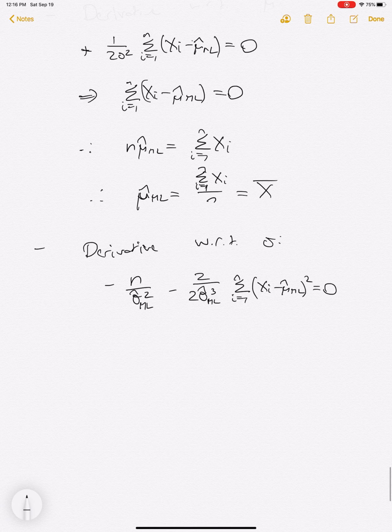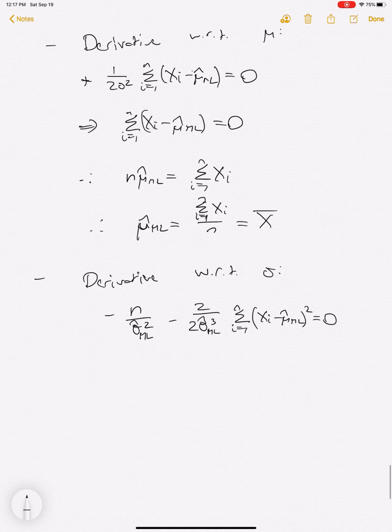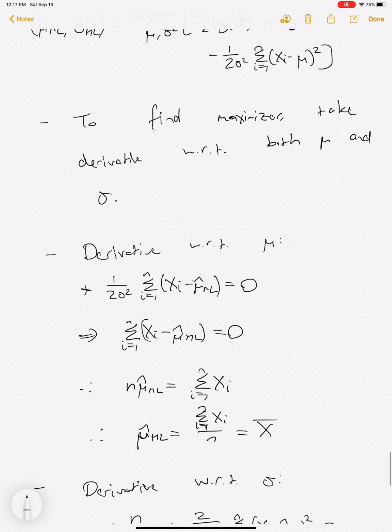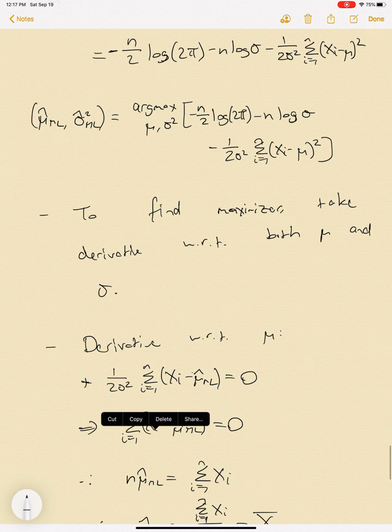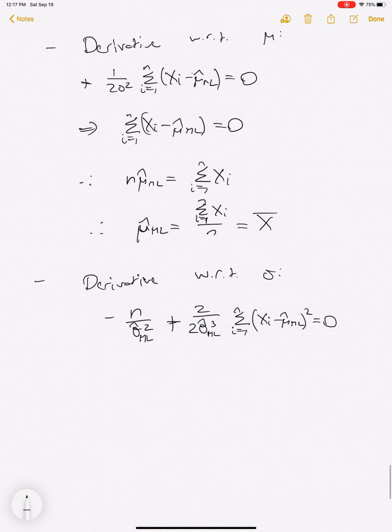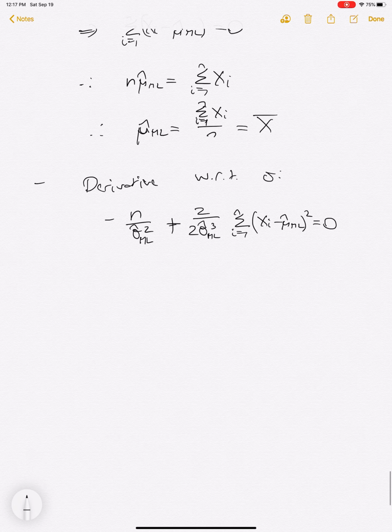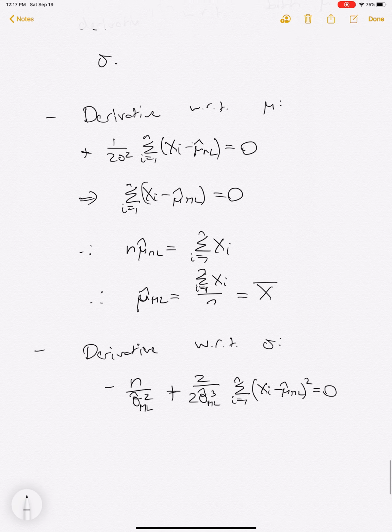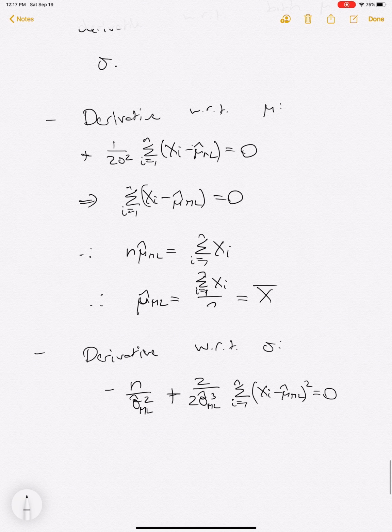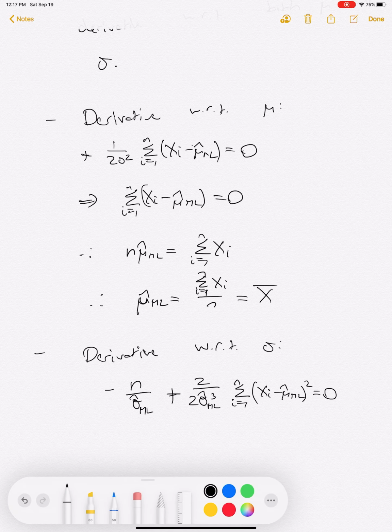So what we end up with is that there should be a plus here because we have a negative in front and then a negative in the denominator. That does not look right. Yeah, so there shouldn't be a square here. This should not be a square there.